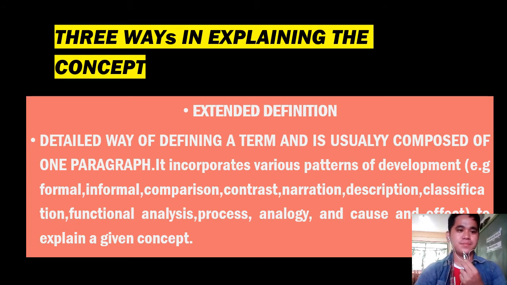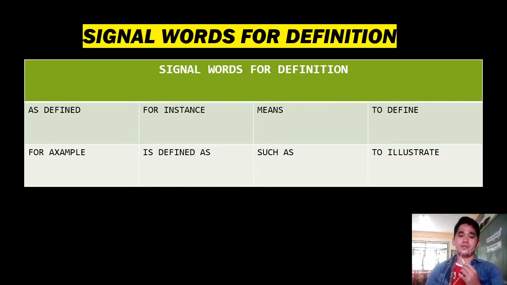Okay, so these are some examples of the signal words to be used for defining or for definition. So we have here: as defined, for example, for instance, is defined as, means, such as, to define, and to illustrate, which are words that, when you use them, give you the signal or prompt you to give the definition of the term that is being used, for example, in your concept paper or in your sentences.